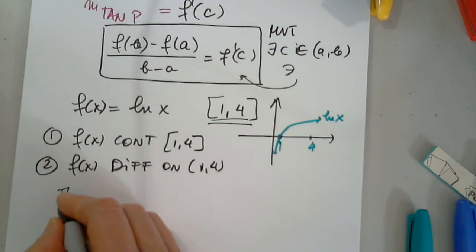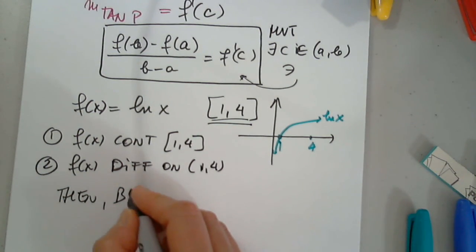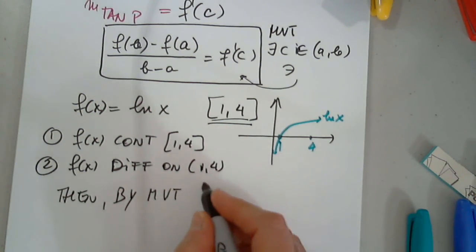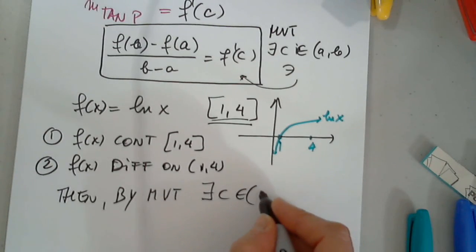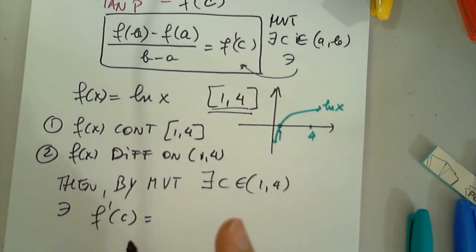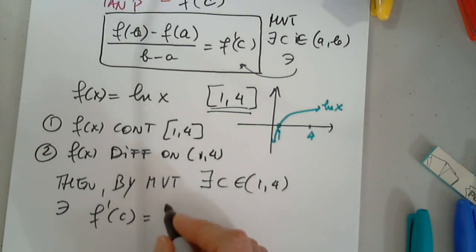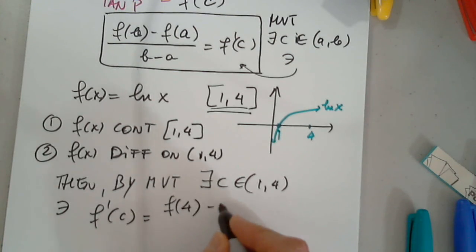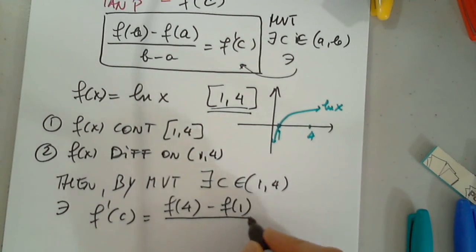Then by MVT there exists C in the open interval (1, 4) such that f prime of C, now not 0 like in Rolle's theorem, equals f of 4 minus f of 1 over 4 minus 1. Any questions?